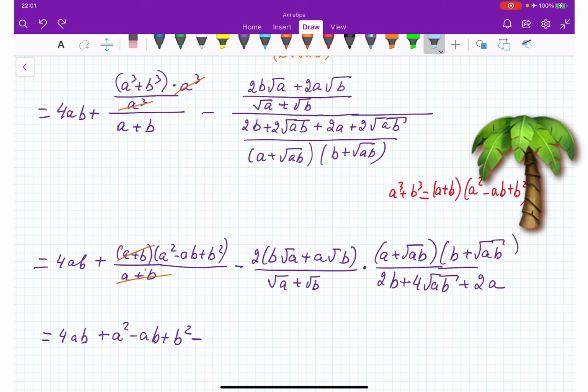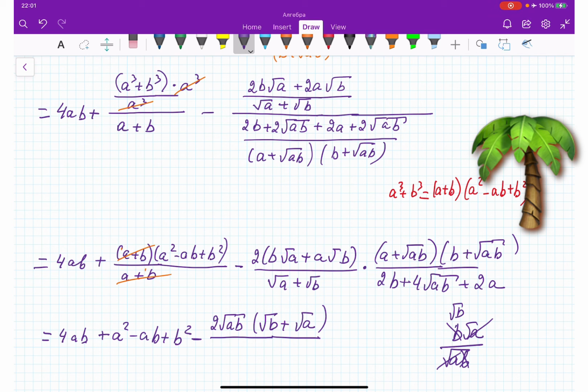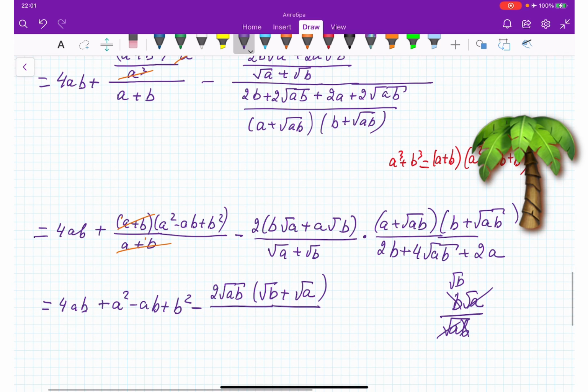Okay. It's going to be, let me see what I'm doing, 2 square root ab taking out. Here it's going to be square root of b plus square root of a, right? How did I do that? Because if I have b square root of a divided by square root ab, the square root a and square root a are gone, and square root b is gone with this b, leaving square root b. Okay, that's how I did it.